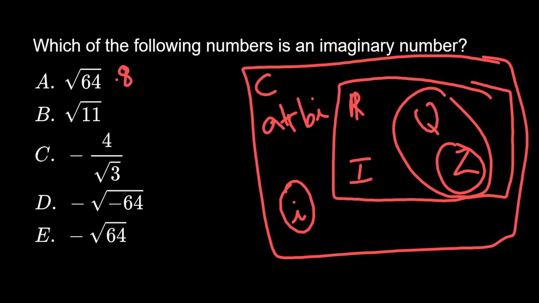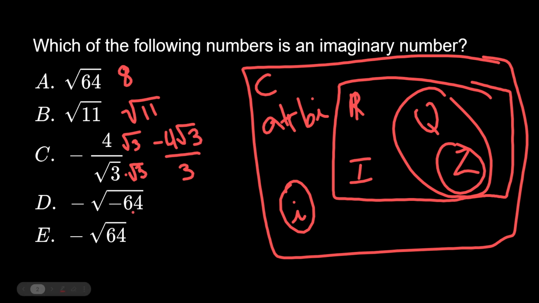The square root of 64 is just 8. We know that's a real number and it's not imaginary. The square root of 11 is irrational and can't be simplified any further. Here in this bottom one, we can multiply by the conjugate of the square root of 3 on the top and the bottom to get rid of the square root on the bottom, to get 3 on the bottom and negative 4 square root of 3 on top. And that's just a funky irrational number because there's an irrational number on top.